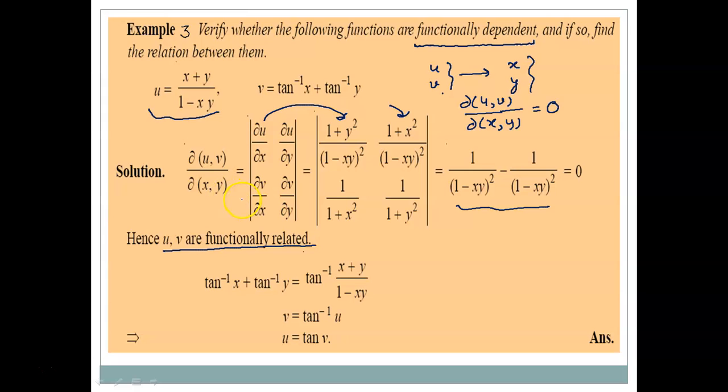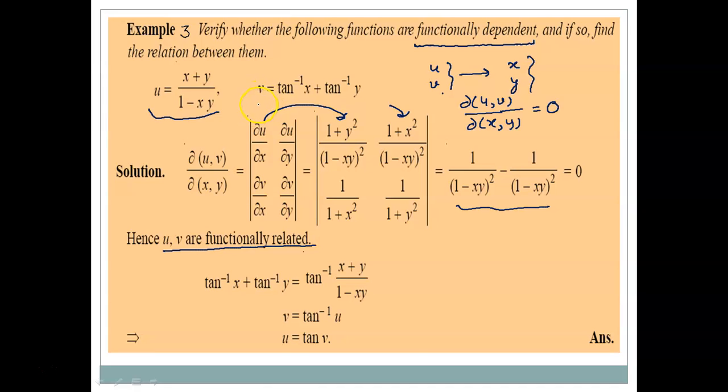Because whenever the Jacobian comes out to be 0, that means u and v will be functionally related. Functionally related means there must exist a relationship between u and v. That means the variables x and y can be omitted from here, and we can get a relationship between u and v directly.